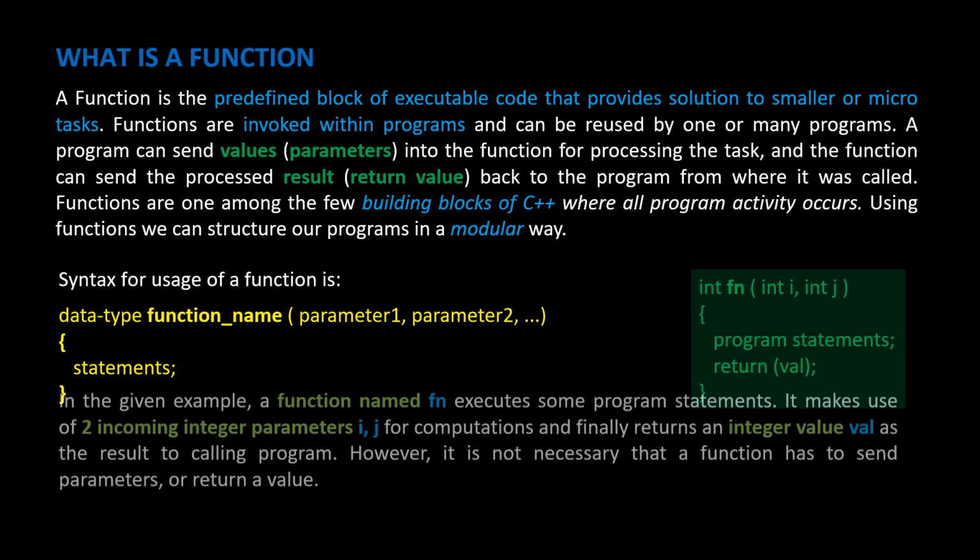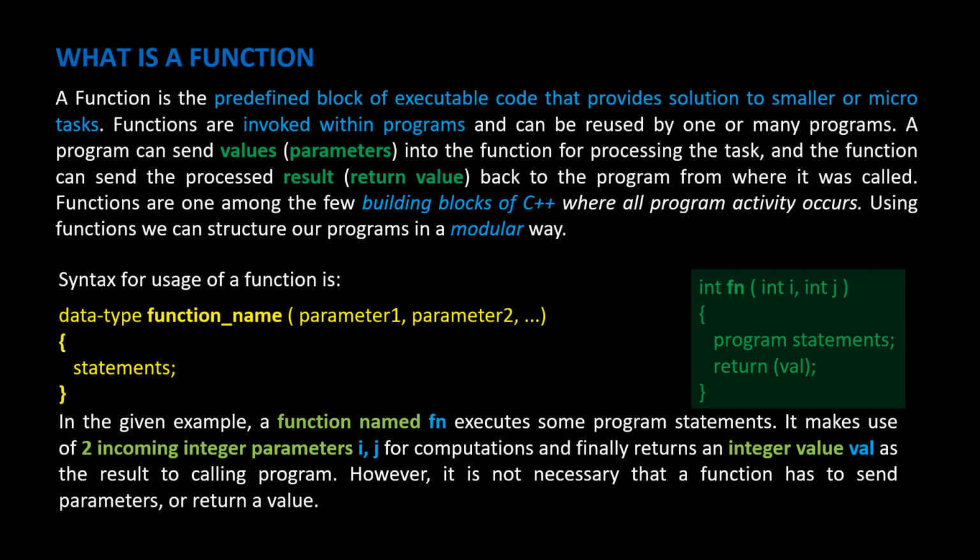In the given example, a function named fn executes some program statements. It makes use of two incoming integer parameters i and j for computations, and finally returns an integer value val as the result to the calling program. However, it is not necessary that a function has to send parameters or return a value.